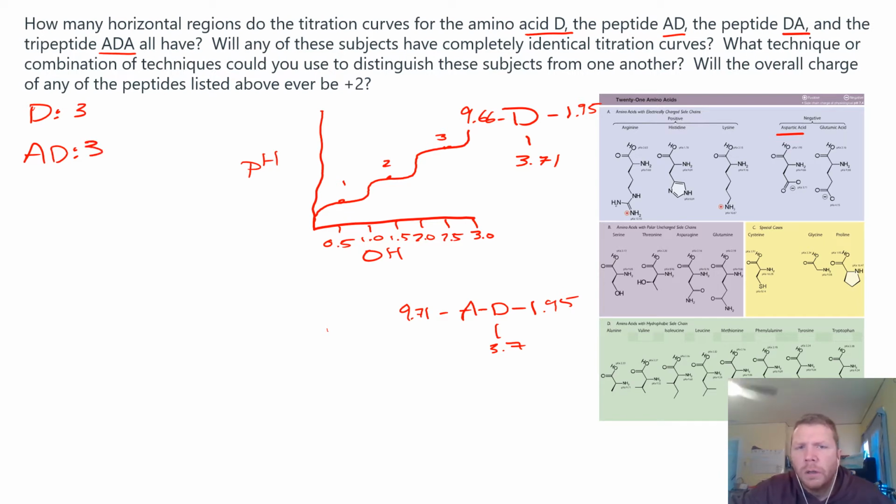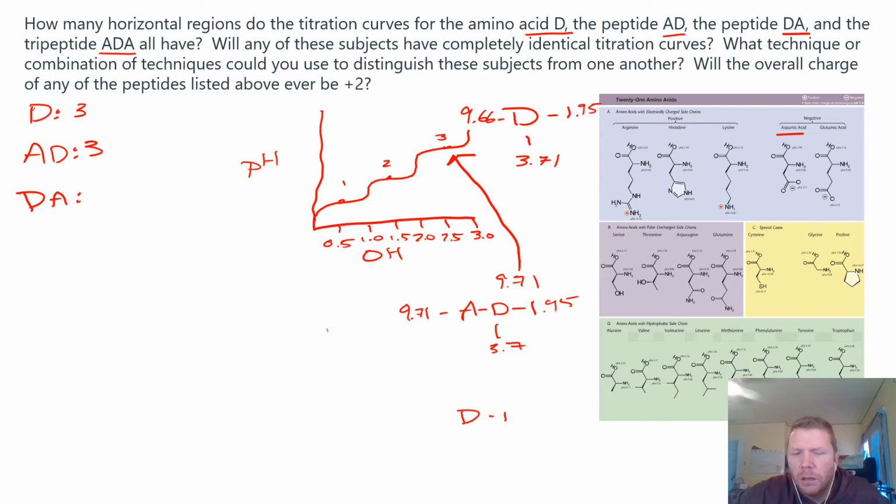Okay, so the difference is going to be right here. This is going to be 9.71 versus 9.66. So it would just be up ever so slightly. And for that reason, I'm not going to draw that entire peptide. DA, on the other hand, okay, let's take a look at that. DA will look like this.